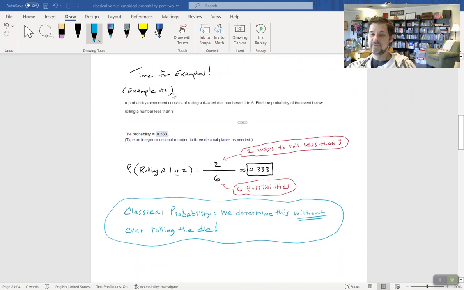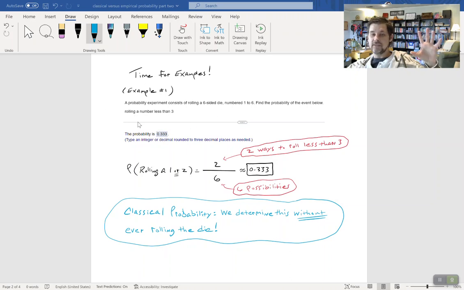So I took this one from my math lab, and it says we have a probability experiment consisting of rolling a six-sided die. We probably know what that is, but it's something you roll and a number randomly comes up, 1 through 6, okay? Find the probability of the event below, which is rolling a number less than 3. Okay, now I'm going to do this totally in my head. I don't have a die here to start rolling. And that's not the intention of this question.